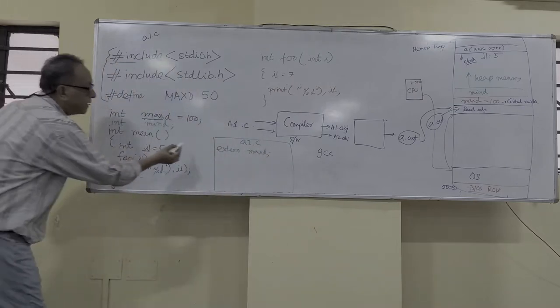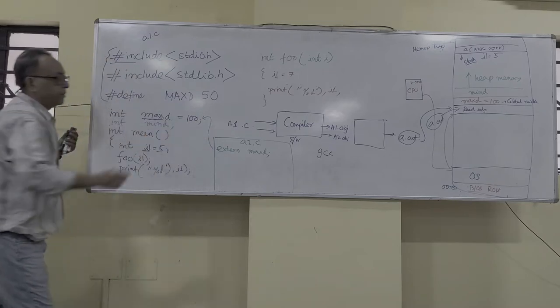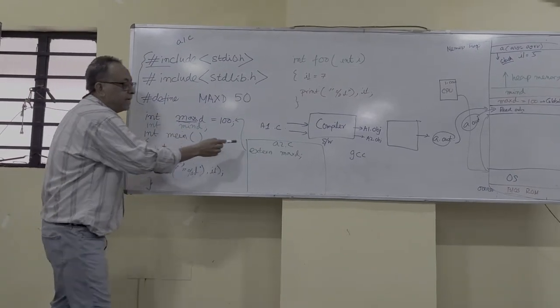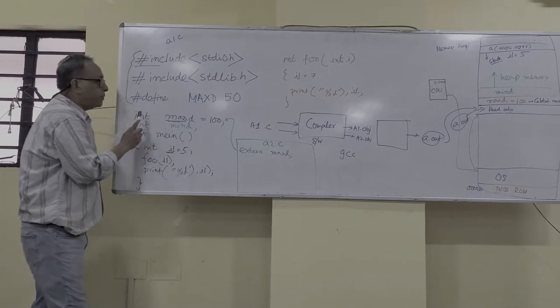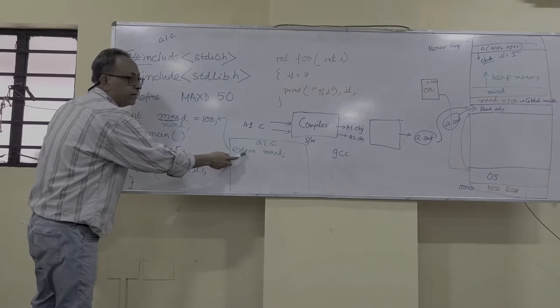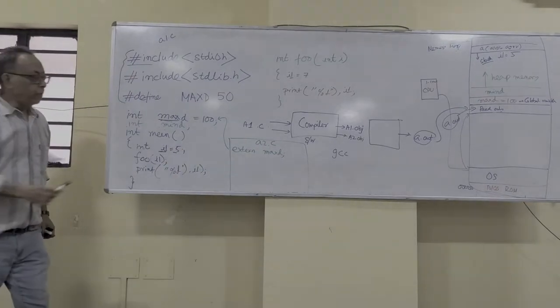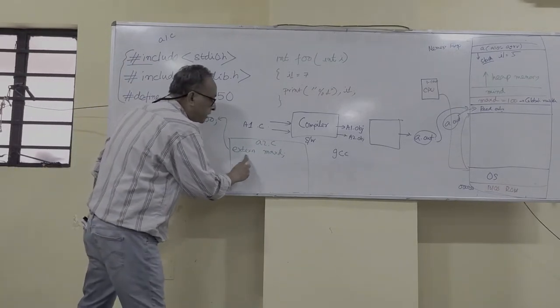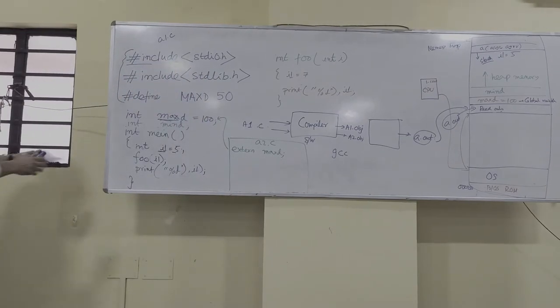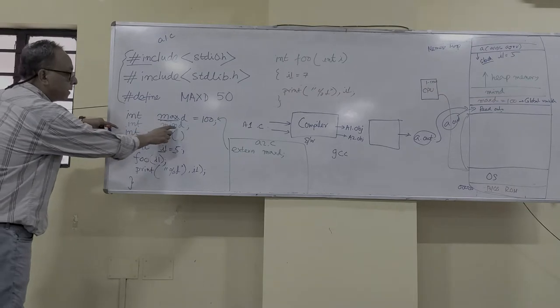Okay, so this will then refer to this value. Any global variable you have written here, in any other place you do not have to write int max d equal to 100 again. That will be an error. In other places, you use the variable to refer to the global variable.